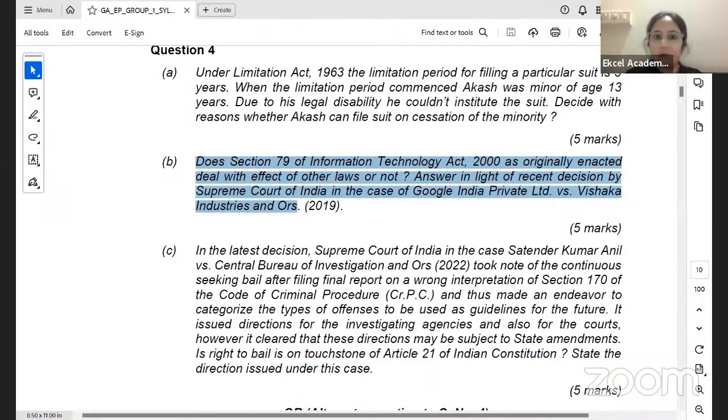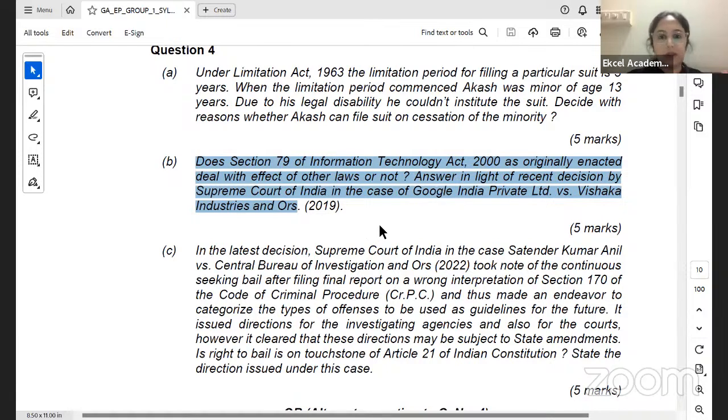Because we know section 79, you can tell that. Then answer in the light of the decision by the Supreme Court in Google India Private Limited versus Vishaka Industries and others. So that one case law they have given. So what happened there and what is section 79? This is what they have asked. Even if you assume you don't know this case law properly, that is fine. At least the first part of the answer you can properly explain, and you can score 2.5 to 3 marks. I'm just telling, even if there is no alternative, if it is not question number 4, that first part you can easily answer.